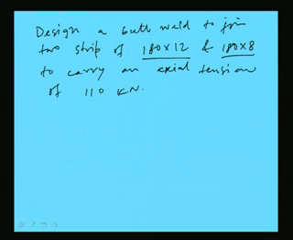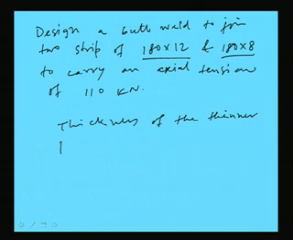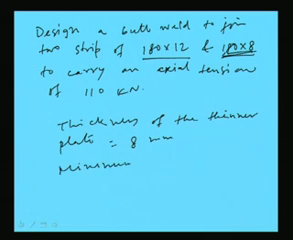So, what we will do now? We have to first find out the thickness of the thinner plate. The thickness of the thinner plate will be 8 mm. This is given in the question, and the minimum thickness we know has to be provided, that is 4 mm.